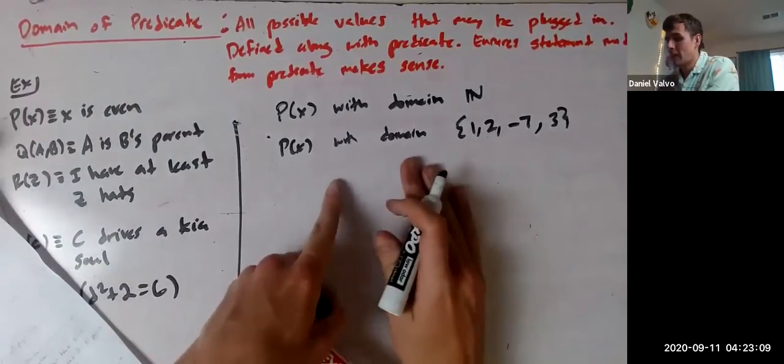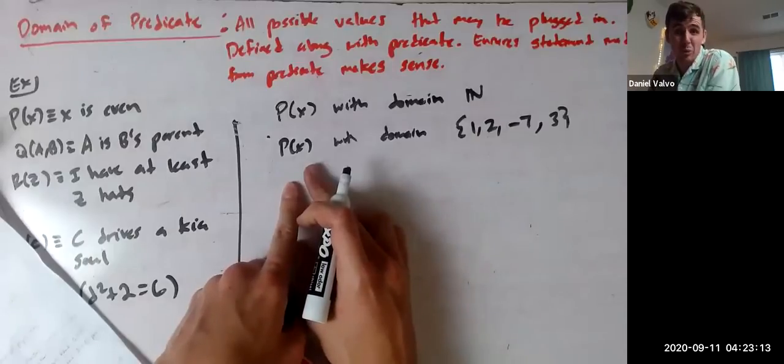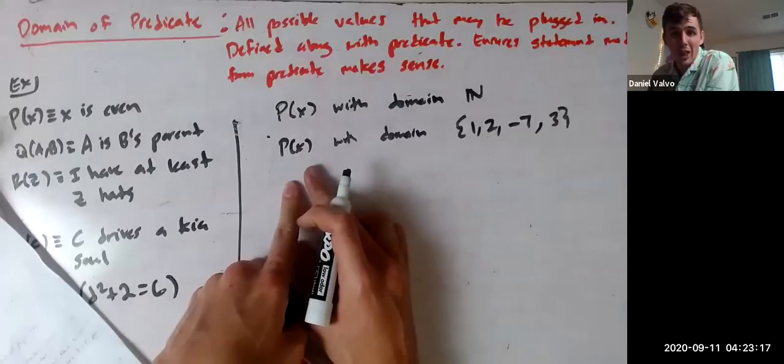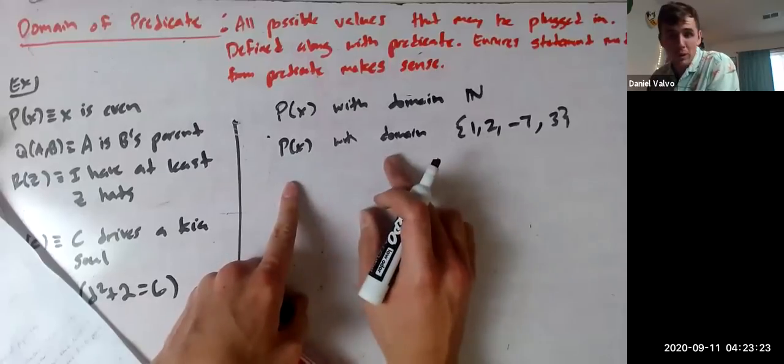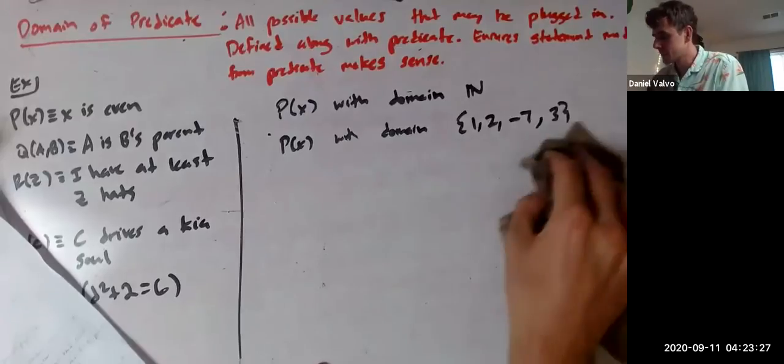The domain, you just define it along with the predicate to tell the person using it, to tell the reader what they're allowed to plug in, basically. And by allowed, once again, that's not some magical law of the universe. That's just what we're defining it to be. And we're going to do some more examples of that right now.